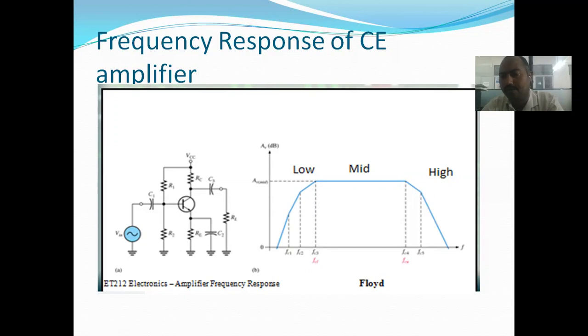So during low and high frequency, we get less output, that is less gain, with this type of configuration. Okay, did you understand whatever I have taught you?